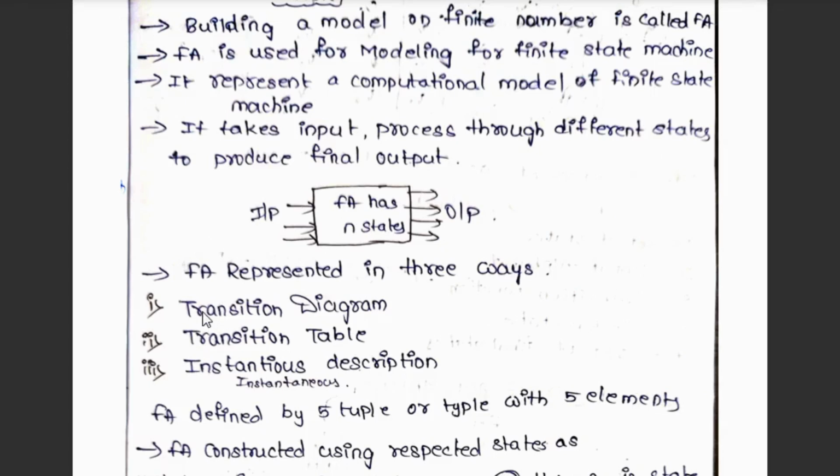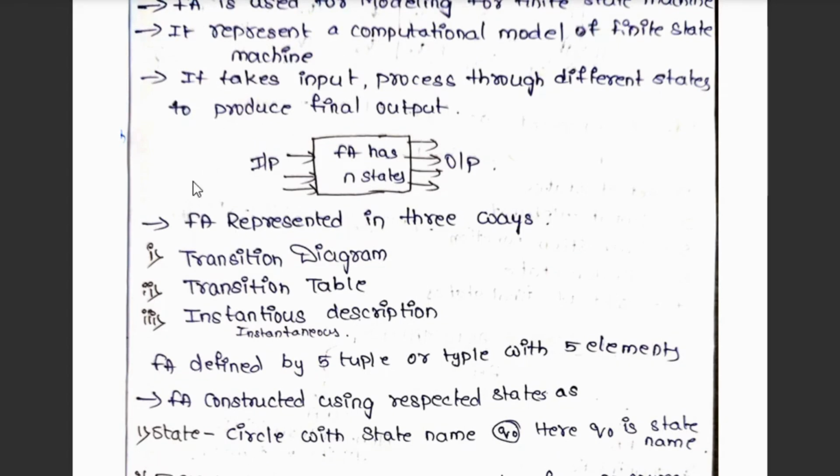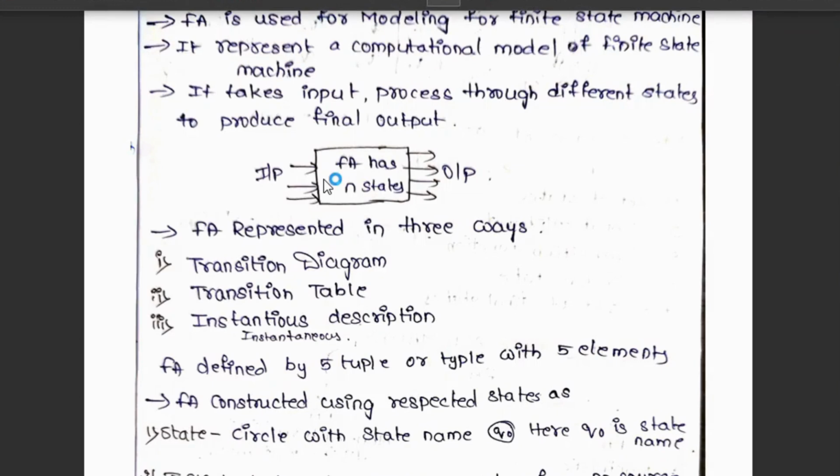Now let's see. Finite automata is represented in three ways: transition diagram, transition table, and instantaneous description. Another name for transition diagram is state diagram, which I already said before. So what is the transition diagram? Its other name is state diagram.